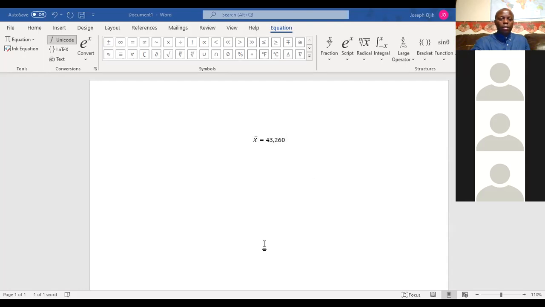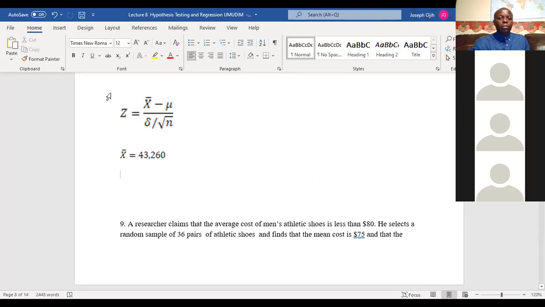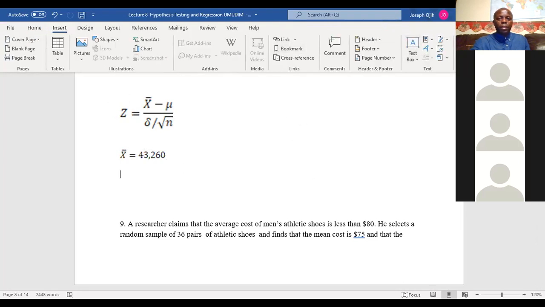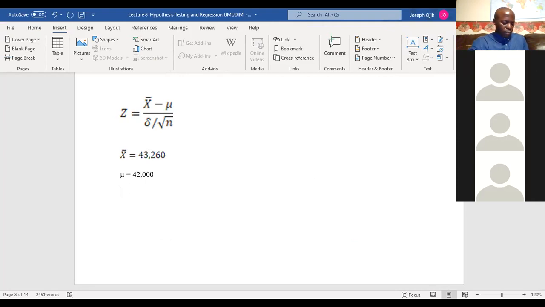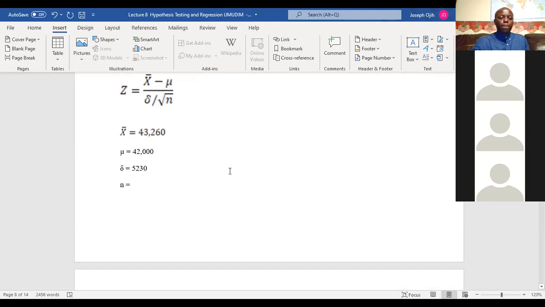Sample mean is 43,260. Then the population mean mu, we can get that one from here. Mu is 42,000. The standard deviation we'll have here as 5,230. And sample size N, for the 30 assistant professors that were sampled, is 30.